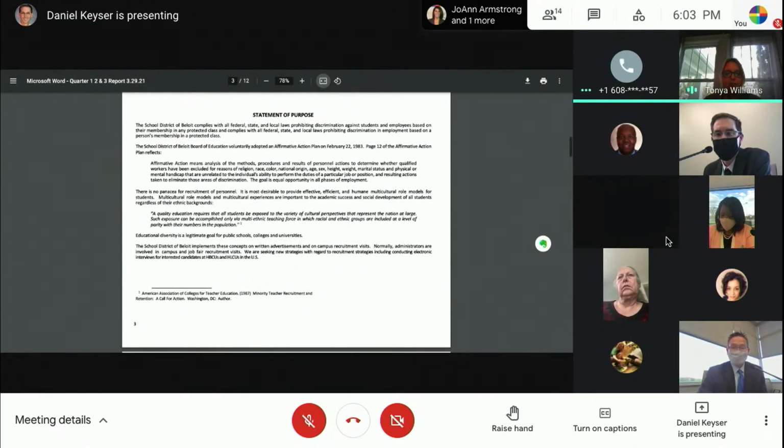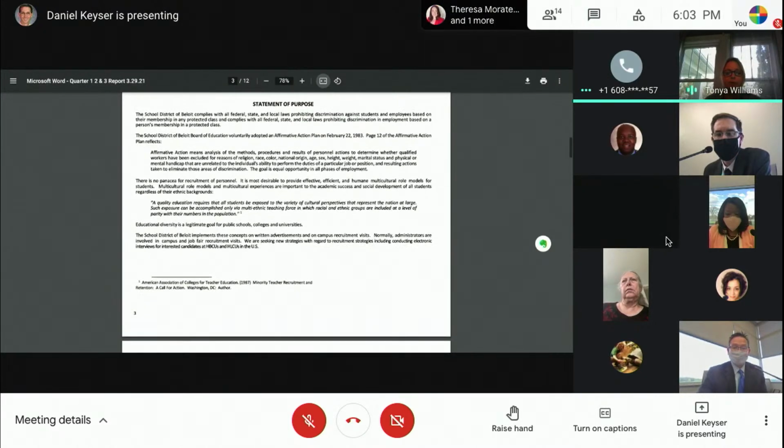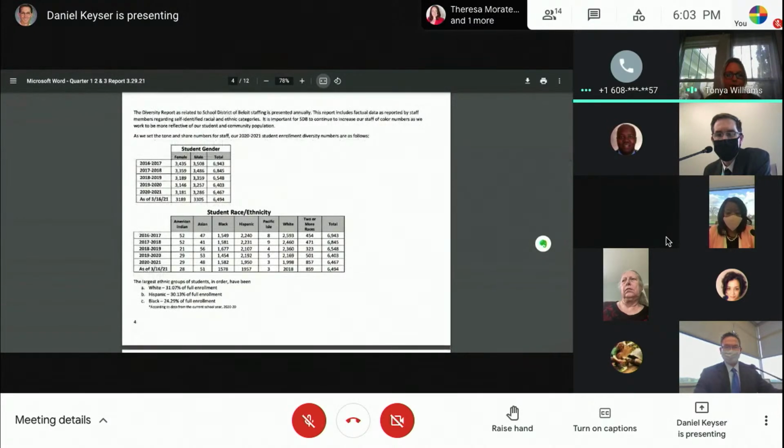So for the statement of purpose, we're using the same statement of purpose that we included in the annual report. And so we actually dug in. We took a little bit of the format from our annual report, but we really wanted to show the metrics for turnover and retention. On the next page, we went into student diversity by gender, race, and ethnicity. It's an important piece when we're looking at the staff that we're hiring and making sure that that aligns with our student demographics as well.